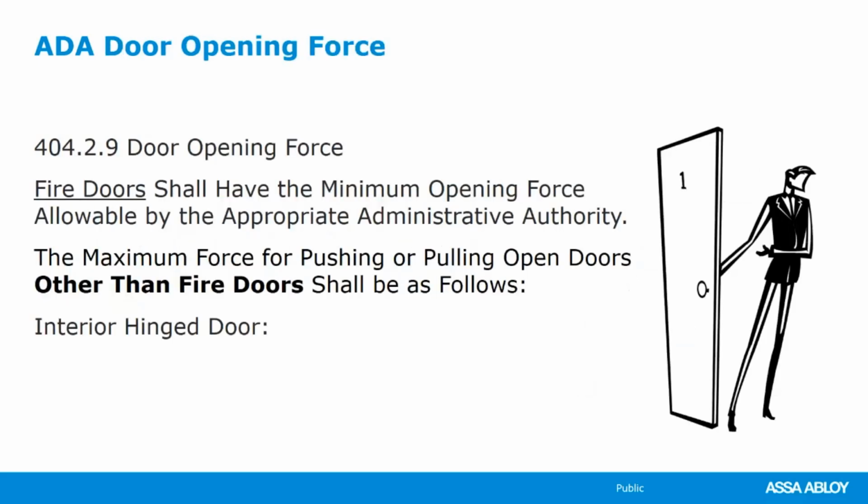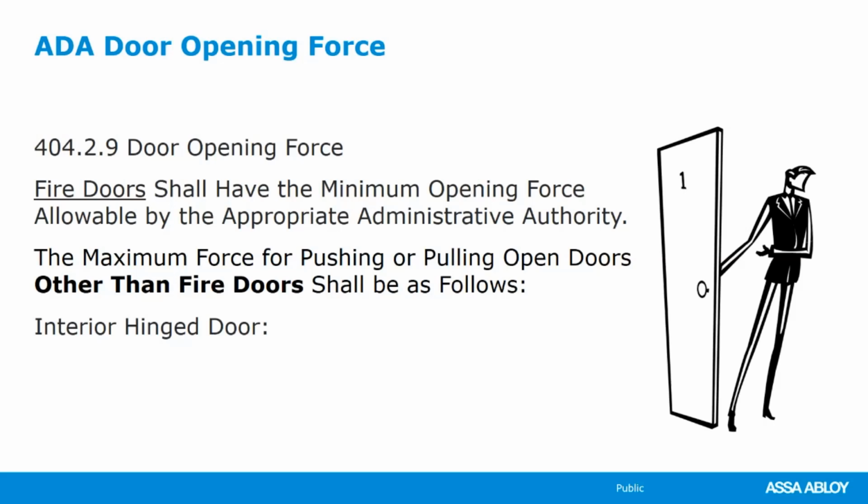Opening force for ADA. This reads right in 404.2.9 in the Americans with Disabilities Act. It says fire doors shall have the minimum opening force allowable by the appropriate administrative authority. That's the AHJ, the authority having jurisdiction. So fire doors kind of trump ADA a little bit. If we need 7 pounds to close that fire door, then it should be 7 pounds, unless your AHJ has another plan. You have to follow what your local AHJ tells you.